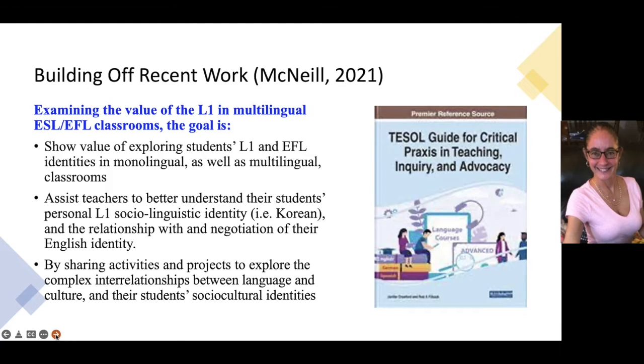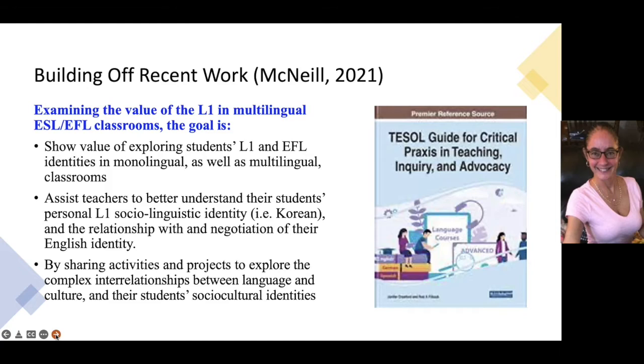It's an international conference, so maybe it's not Korean. I just put it there as an i.e., maybe it should have been e.g., but whatever the student's L1 is, and the relationship with and the negotiation of that within their English identity as they progress through their studies. And by sharing activities and projects to explore complex interrelationships between language, culture, and their students' sociocultural identities.